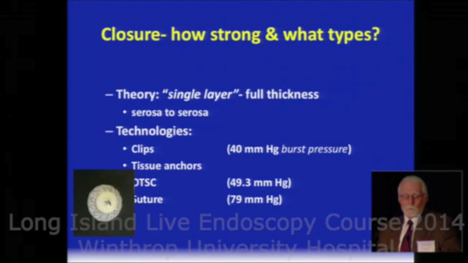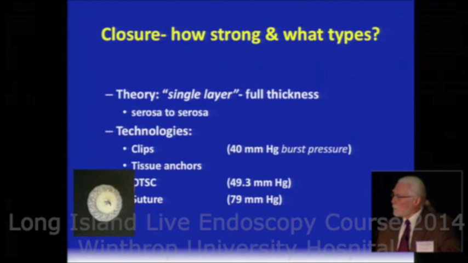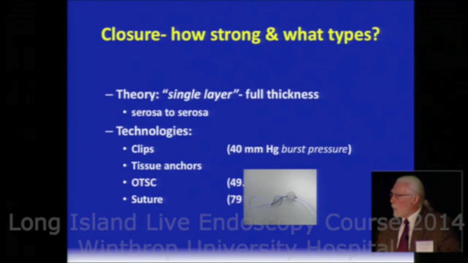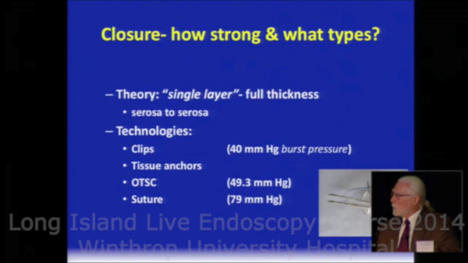They come in all shapes, varieties, and forms. This is a collapsing basket-type tissue anchor. That's what we call a star anchor. That's another collapsing basket-type tissue anchor. And this is a simple T-tag. The bottom line with tissue anchors and closure is they can be very, very effective.